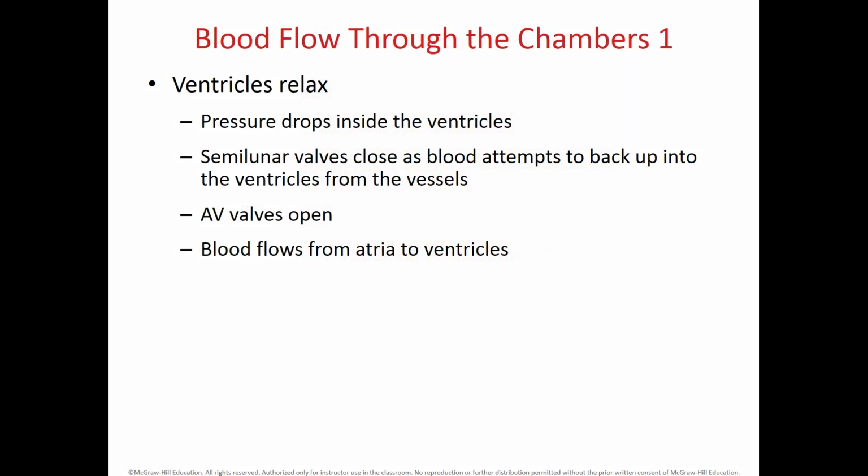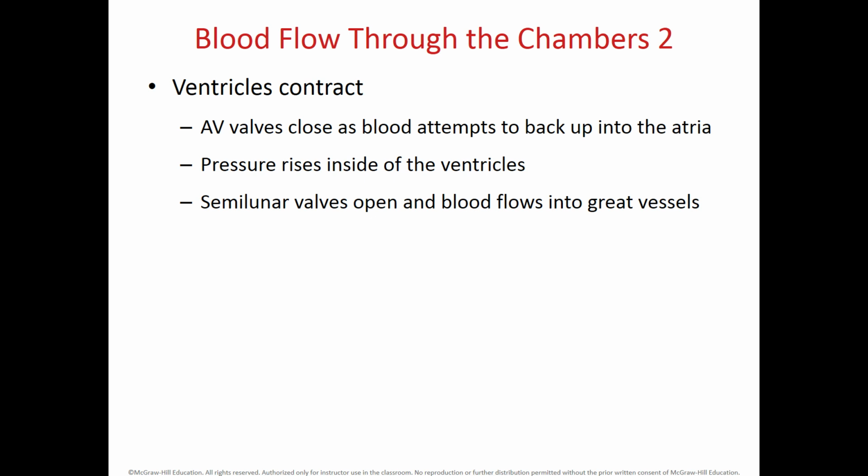So how does the blood flow happen through the chambers of the heart? First, in order to fill the ventricles with blood, you have to have relaxation of the ventricles. When the ventricles relax, they have a drop in pressure that makes these chambers fill with blood coming from the atria. And when this happens, your semilunar valves will close, preventing a continuous flow of blood into either the aorta or the pulmonary trunk.